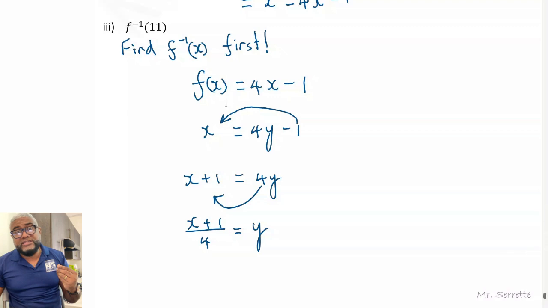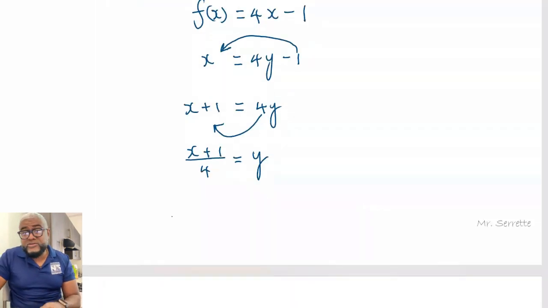I move negative 1 to the left-hand side. I did the opposite of minus, which is to plus. Then I move 4 to the left-hand side. I did the opposite of multiply, which is to divide. Okay, everybody good here? What's the last thing I do here? Replace y with?